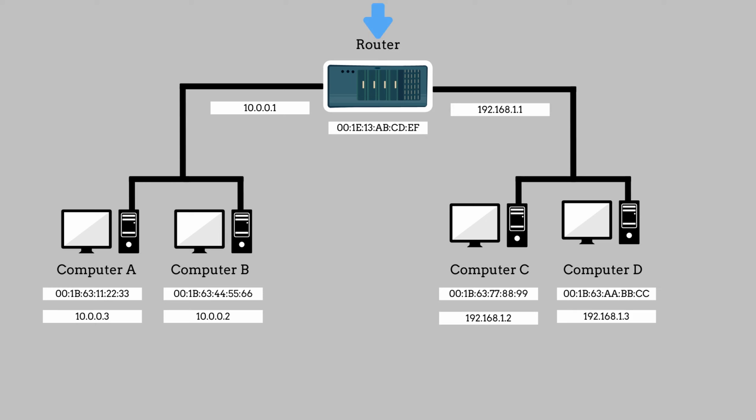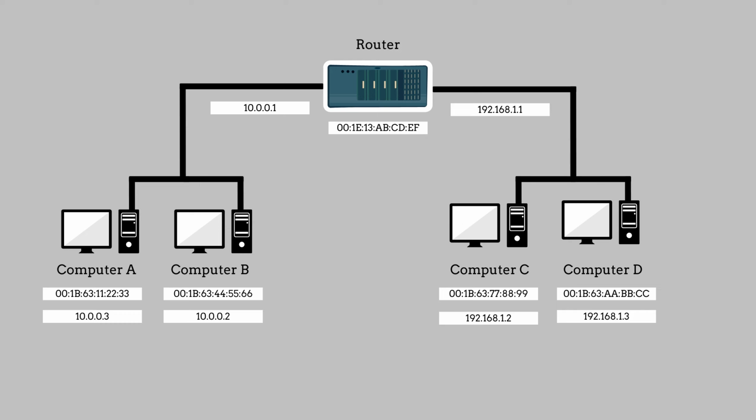We have a router which is the connecting point between 2 separate networks. Each network hosts 2 computers. On the first network, we have computers A and B, while the second network hosts computers C and D. Suppose computer B wishes to send some data to computer D.